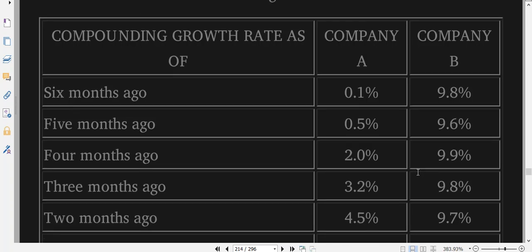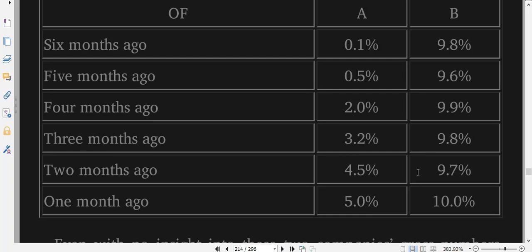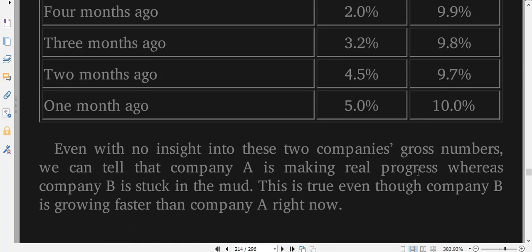6 months ago: 0.1%, 9.8%. 5 months ago: 0.5%, 9.6%. 4 months ago: 2.0%, 9.9%. 3 months ago: 3.2%, 9.8%. 2 months ago: 4.5%, 9.7%. 1 month ago: 5.0%, 10.0%.